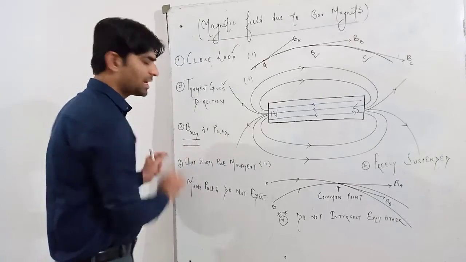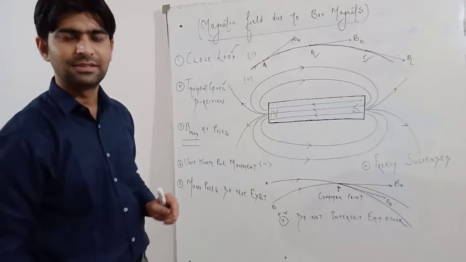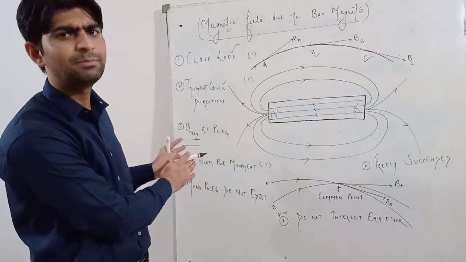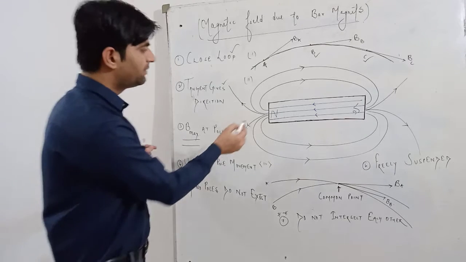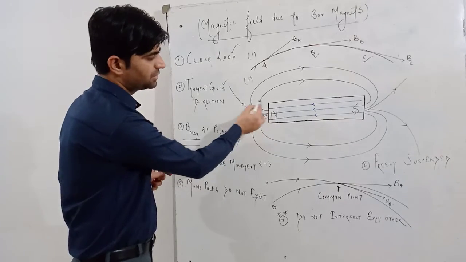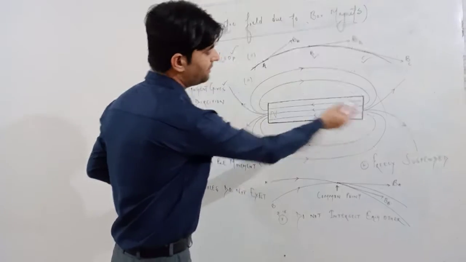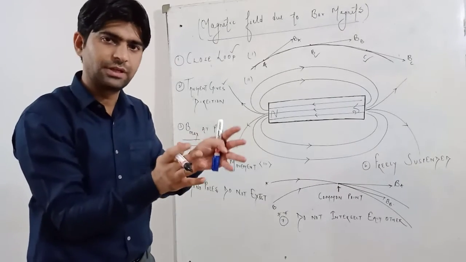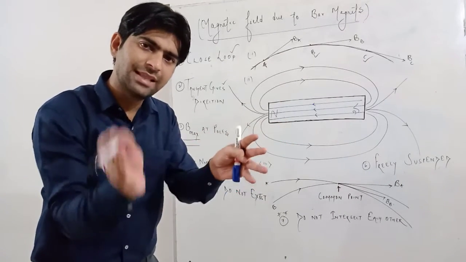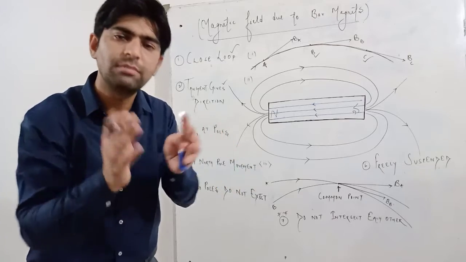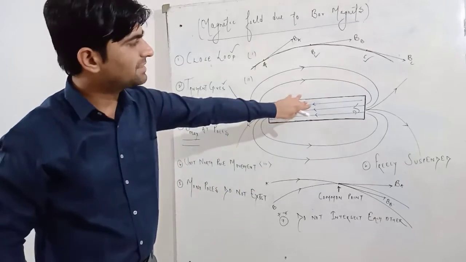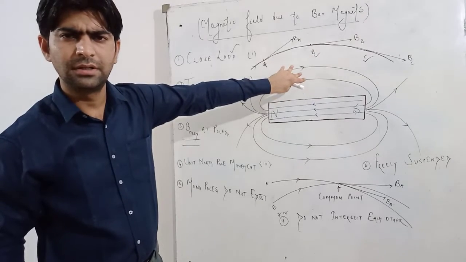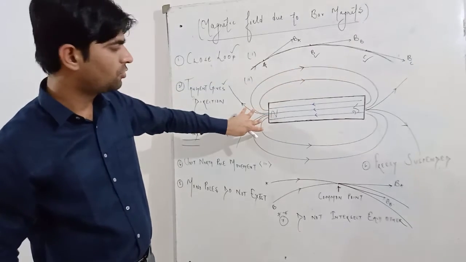This B maximum stands for maximum magnetic field intensity. I have written B max. B is the symbol of magnetic field, and maximum means maximum field intensity. If you see this pole area, here the magnetic field lines are relatively closer. If the magnetic field lines are relatively closer, that particular area indicates a strong magnetic field region. If you see at the center, the magnetic field lines are relatively farther away. They are not as dense as compared to the poles.